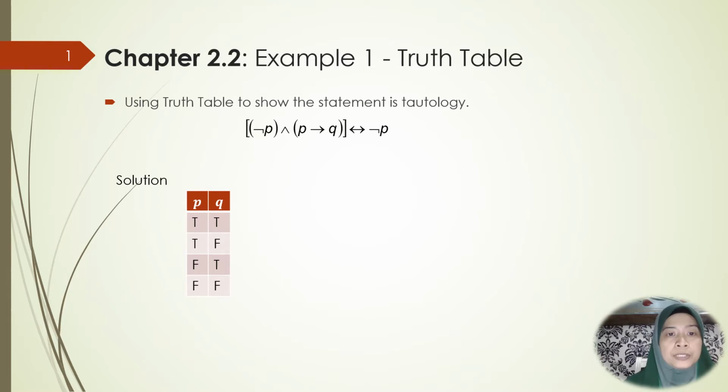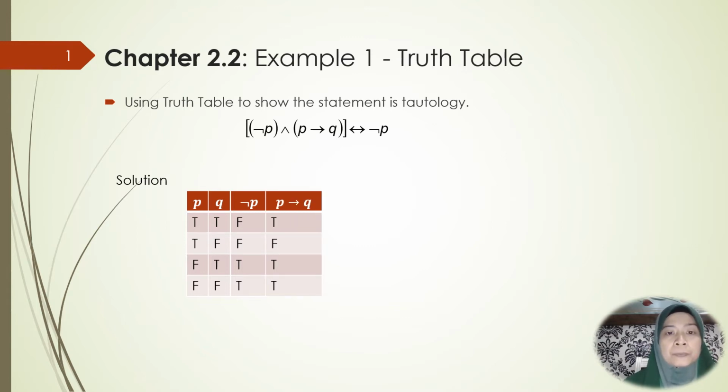So since the variables are P and Q, we divide equally between true and false. So that's why we have true, true, false, false. And then between the true itself, for the first 2 rows, we make it true and false. So we alternately make it true and false. Okay, and then we construct the next one, which is not P. So not P is the negation of the first column. So we negate. So if true, then it becomes false. If false, then it becomes true.